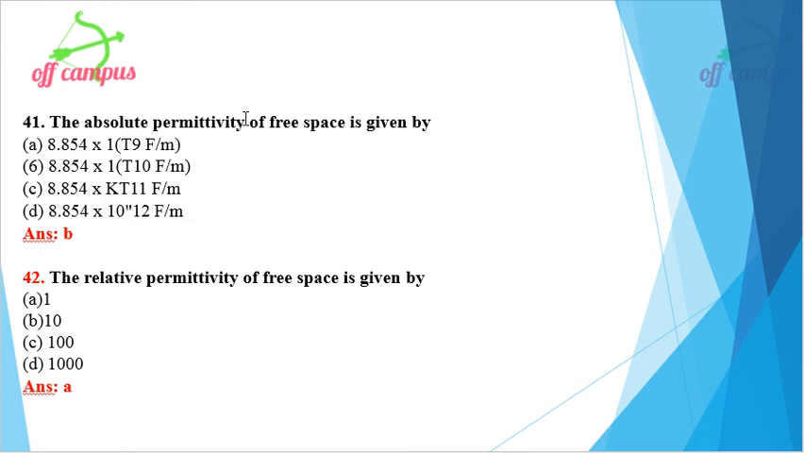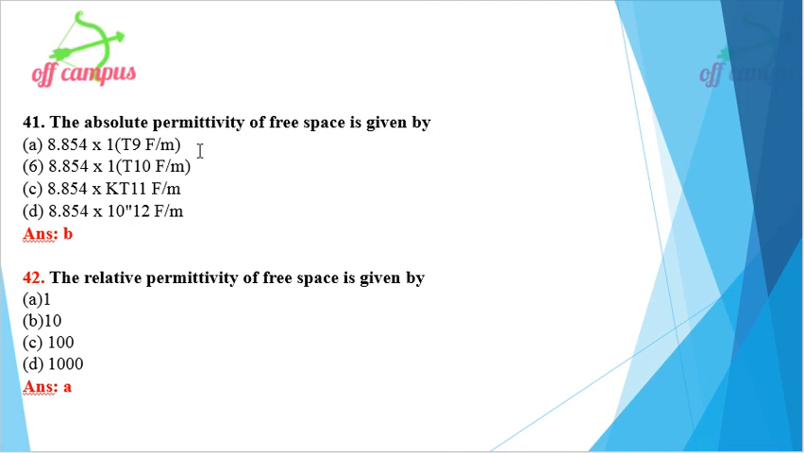Then the absolute permittivity of free space is given here as 8.854. Four different options are given, but none of them is in the correct format. What is the correct one? Don't see the options, all four are not in the correct format.